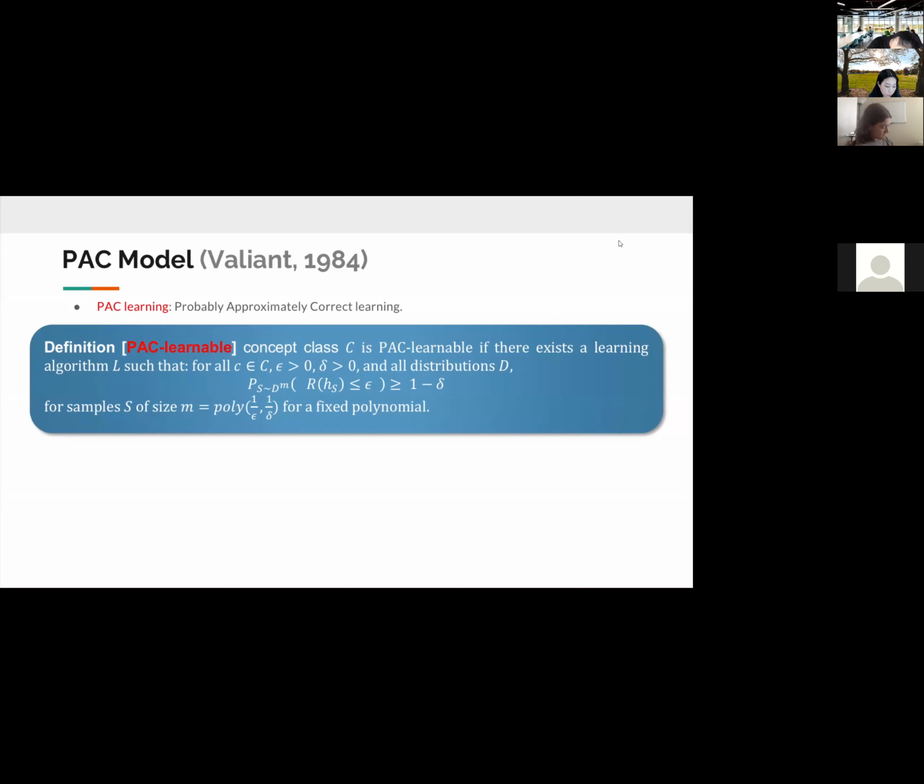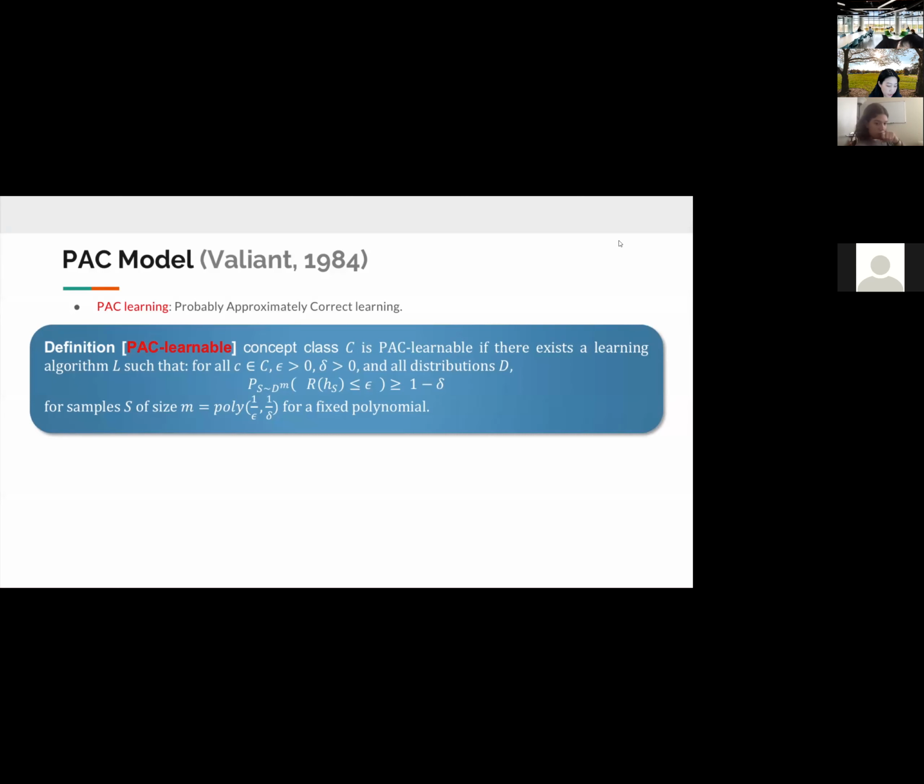So you can see why this is probably approximately correct. So probability of this true error being very small is going to be lower bounded by 1 minus delta. Delta can be really a small value, so it is almost 1. So this probability is almost 1. What probability? The probability is that it is approximately correct. So that's why it's called probably approximately correct.